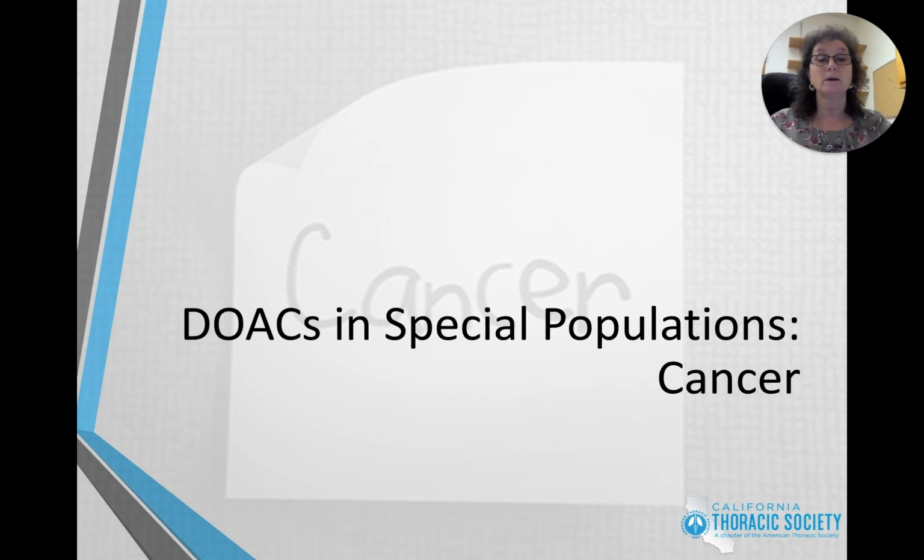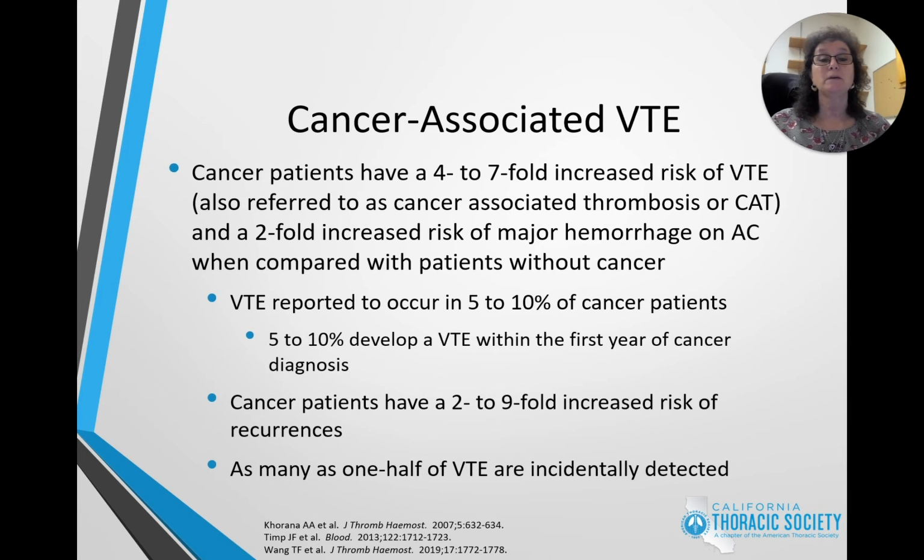Let's now start talking about our special populations, and we'll start with cancer. Cancer patients have a 4 to 7-fold increased risk of VTE and a 2-fold increased risk of major hemorrhage on anticoagulation compared to patients who do not have cancer. VTE is reported to occur in 5 to 10% of all cancer patients, and 5 to 10% of these patients will develop their event within the first year of being diagnosed with their malignancy.